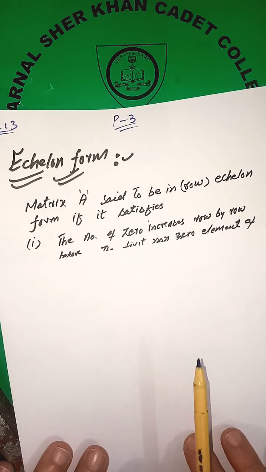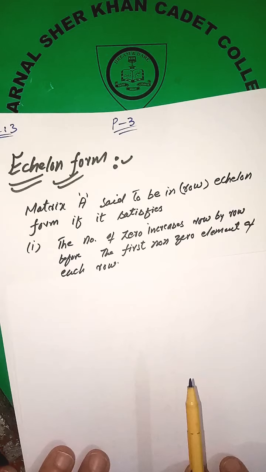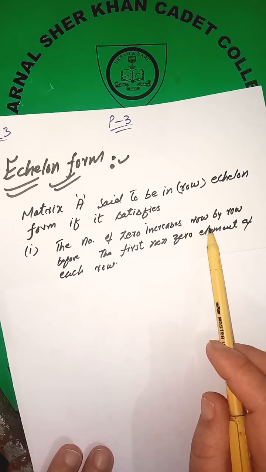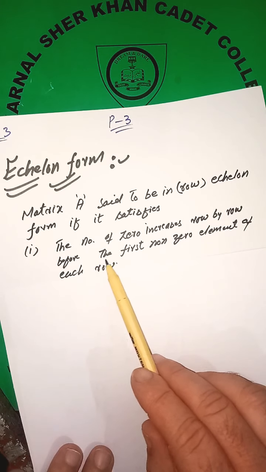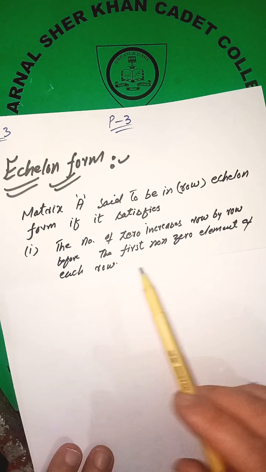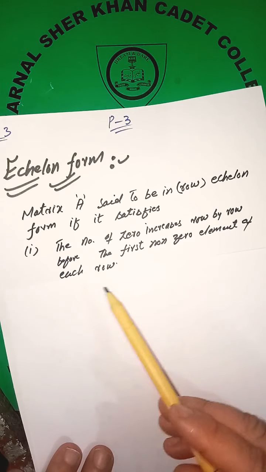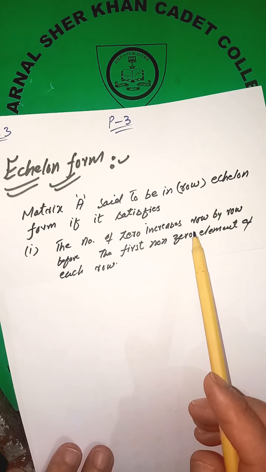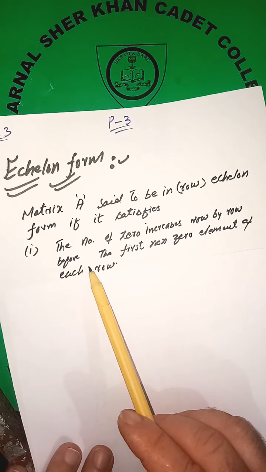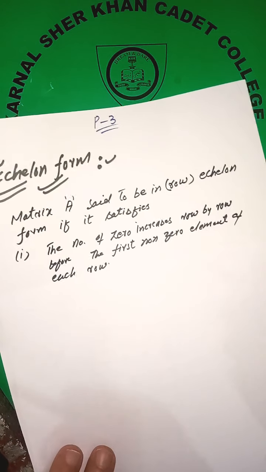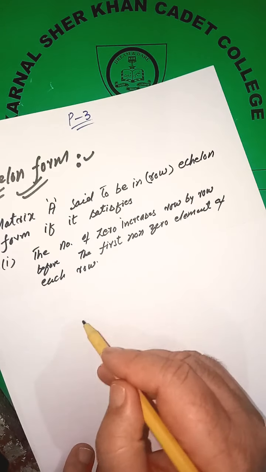First, the number of zeros increases row by row before the first non-zero element of each row. What is meant by that sentence?